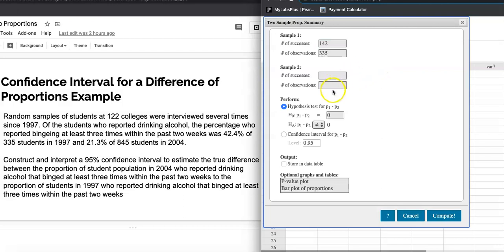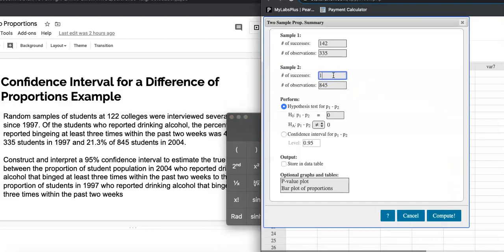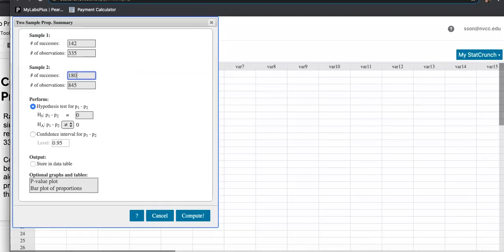Now let's enter the data for sample 2. How many observations were taken in 2004? 845. And out of those, they said 21.3% successfully binge drinked. So let me figure out what is 845 times 0.213. Okay, let's round that up to what? 180 people. 180 people binge drinked. So that's our number of successes. All right. So that's the input. Okay. You can watch this. You can look at this carefully.